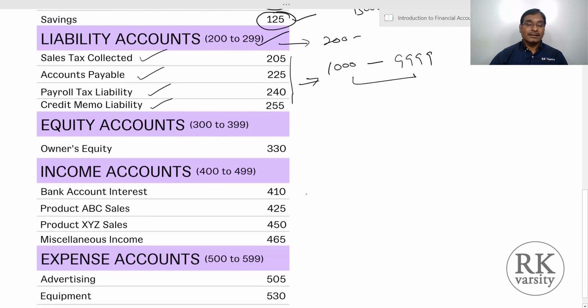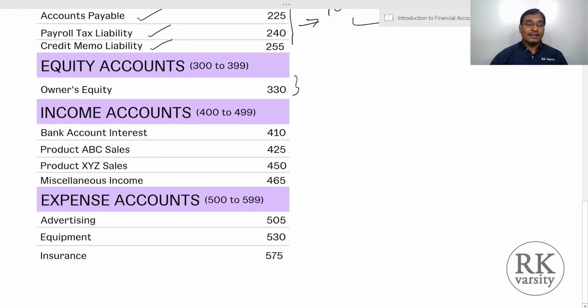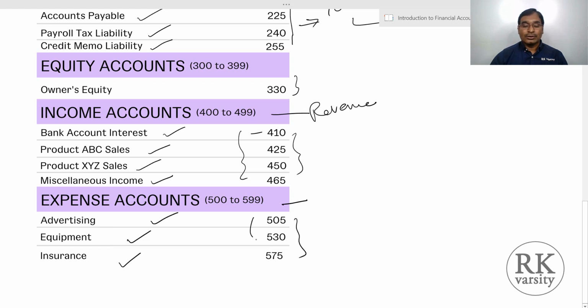All right. Then you have equity accounts. So equity accounts are coded like this: owner's equity. Then we have income accounts, or we can say revenue. For revenue, we have codes, like a bank account is given one code, and product ABC sales, product XYZ sales, miscellaneous income. So different codes are created. Then here you have expense accounts: advertising expenses, then your equipment, insurance. So these codes are your basic chart of accounts.